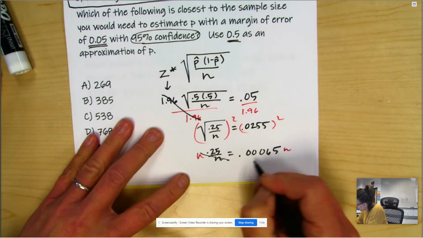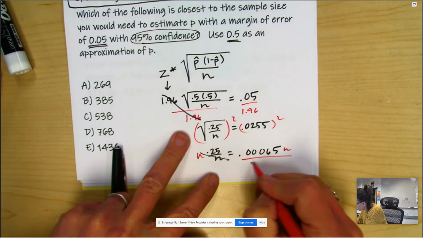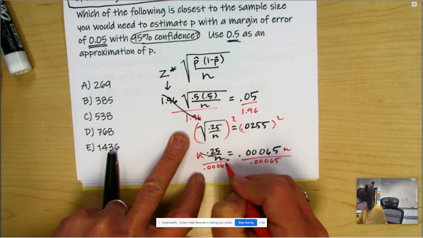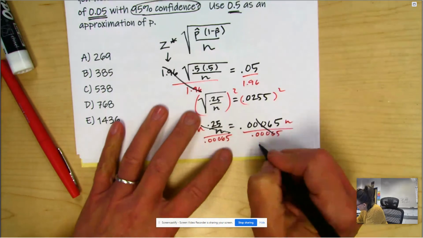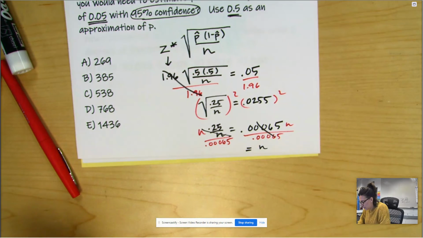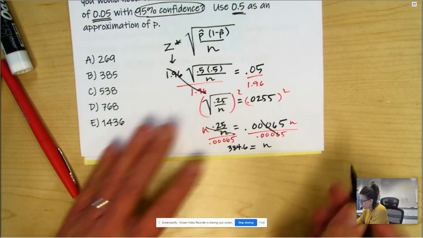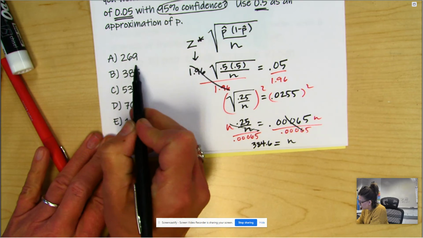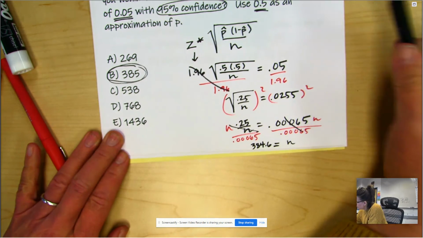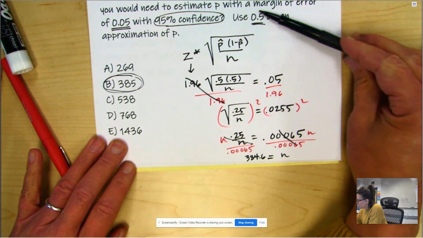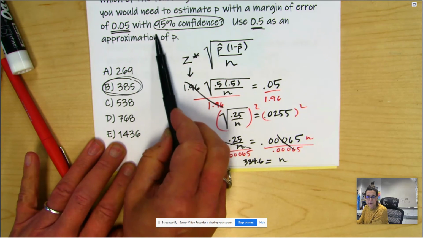Then we would divide by 0.00065. Again, we're trying to find the sample size. 0.25 divided by 0.00065 is about 384.6, is what I get. I'm going to go over here to my choices, and that would be 385. So this is the closest sample size we would need to estimate the true proportion with a margin of error of 0.05 with 95% confidence.